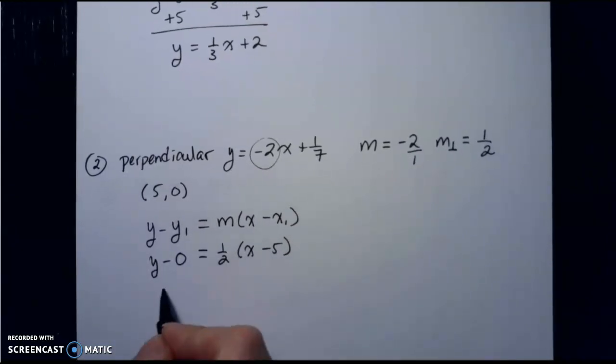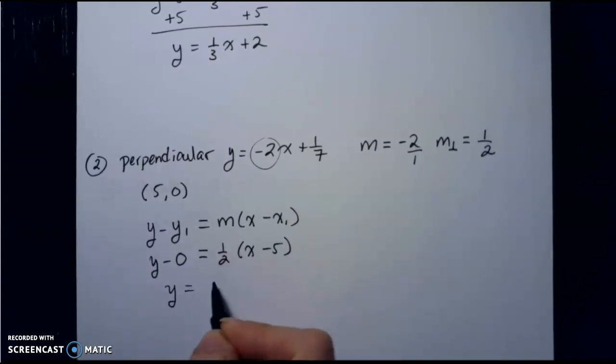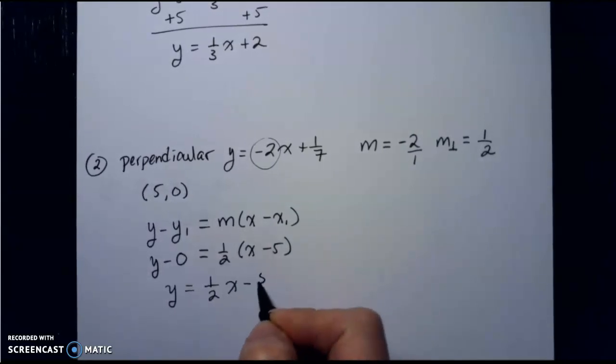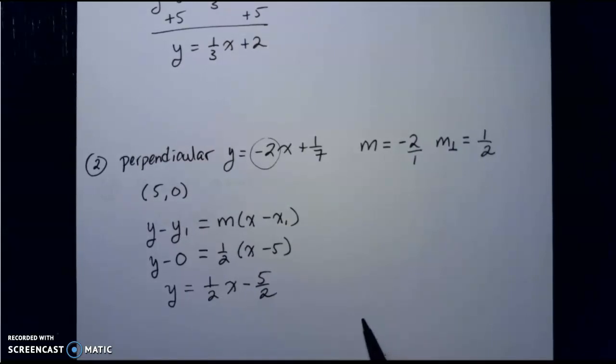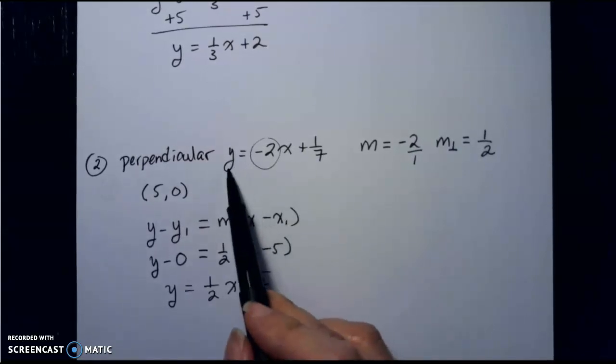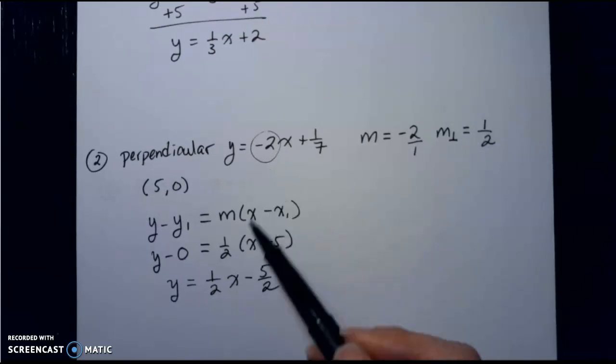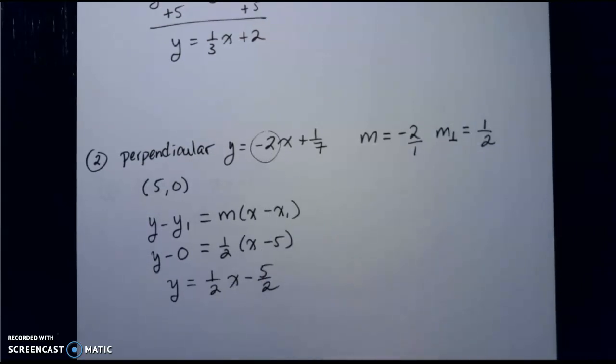Well, y minus 0 is just y, so I can now distribute this 1/2: 1/2 x minus 1/2 times 5 is 5/2. So the equation of the line perpendicular to the given line is y equals 1/2 x minus 5/2. And again, do notice that the slopes are still negative reciprocals of one another.